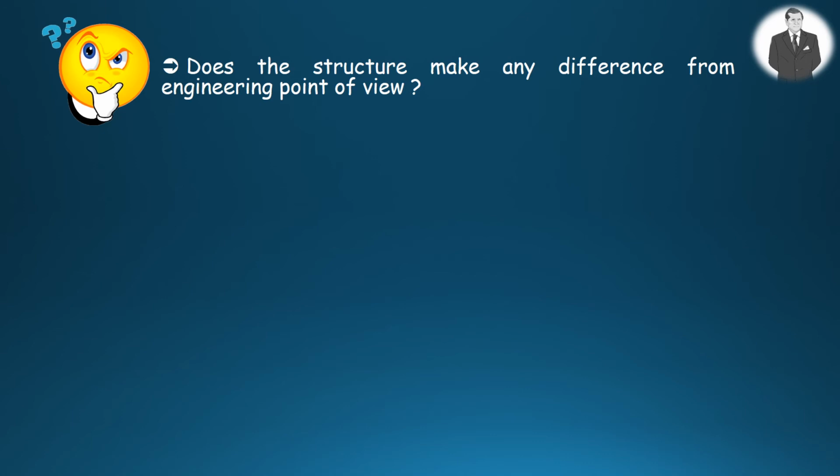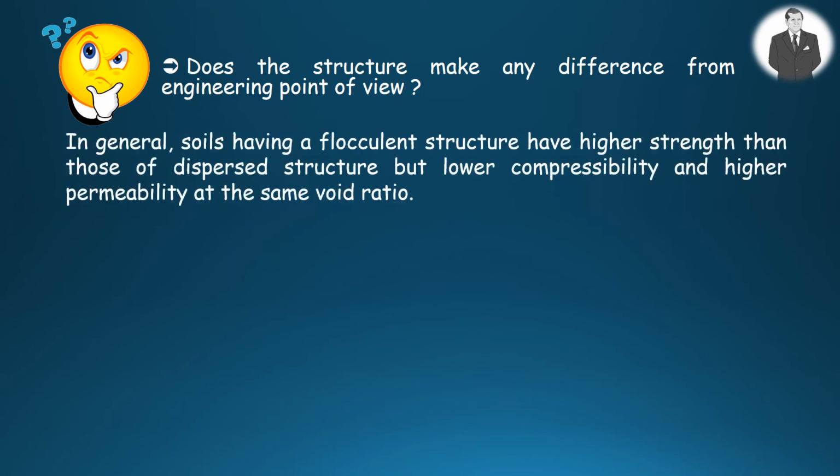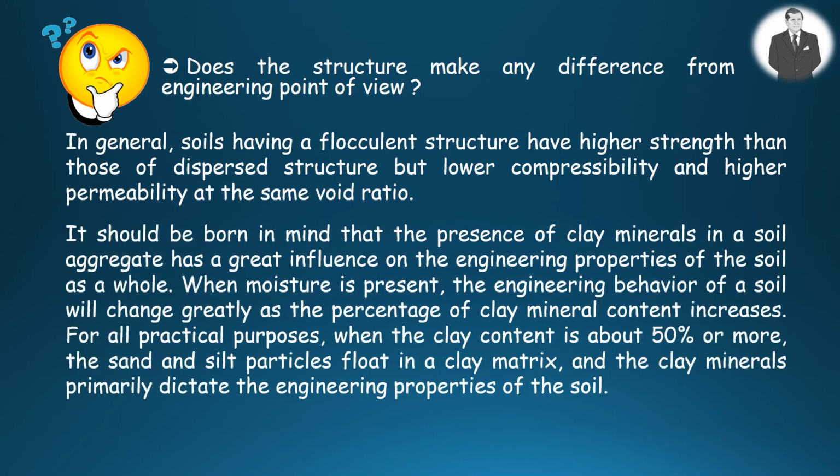Does the structure make any difference from an engineering point of view? Yes, it does. Soils having a flocculent structure have higher strength than those of dispersed one, but lower compressibility and higher permeability at the same void ratio. It should be kept in mind that the presence of clay minerals in a soil aggregate has a great effect on the engineering properties of soil entirely.